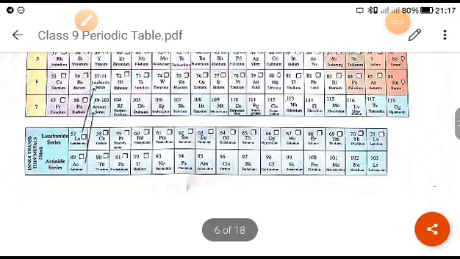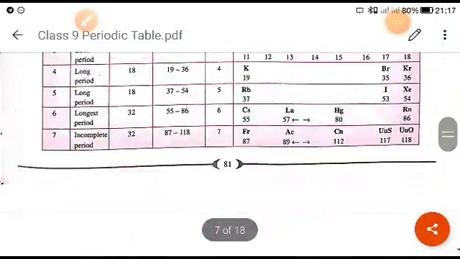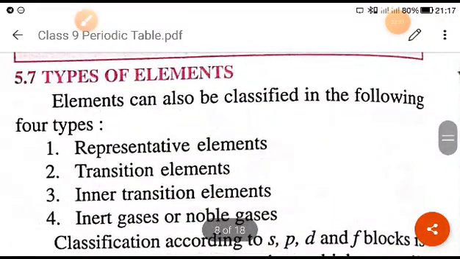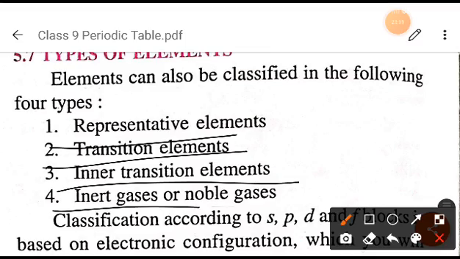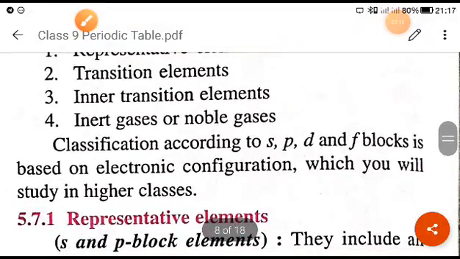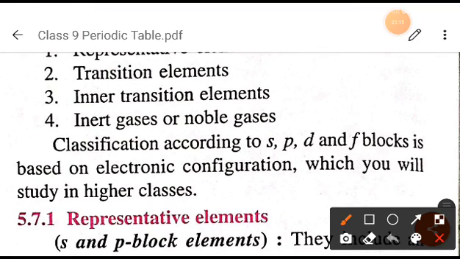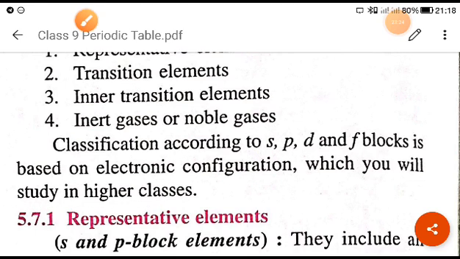Now next is type of element. Elements can be classified as representative elements, transition elements, inner transition elements, or inert gases, also called noble gases. The classification according to S, P, D and F blocks is based on the electronic configuration, which we will study in higher classes. The electronic configuration we are learning now, 2, 8, 18, 32, is because you are in lower classes. When you go to higher classes, like 11 and 12, you will see the electronic configuration represented by S, P, D and F, right?